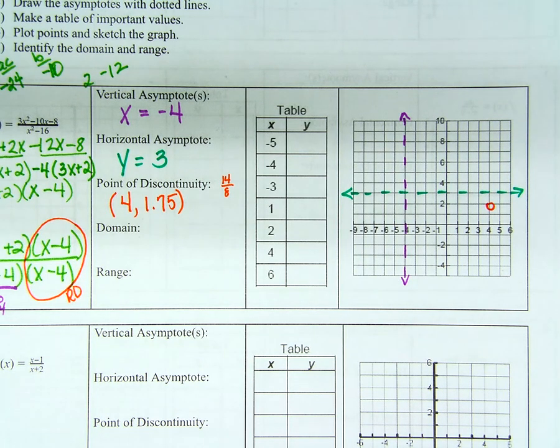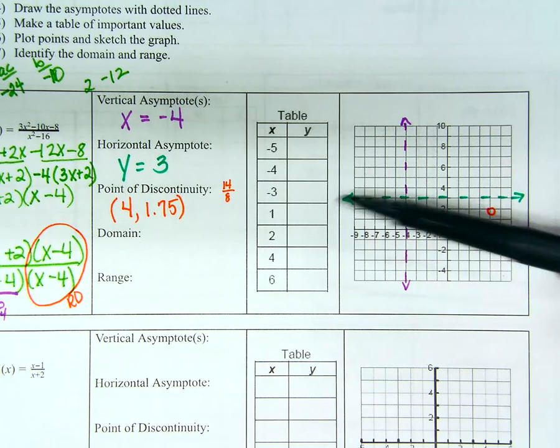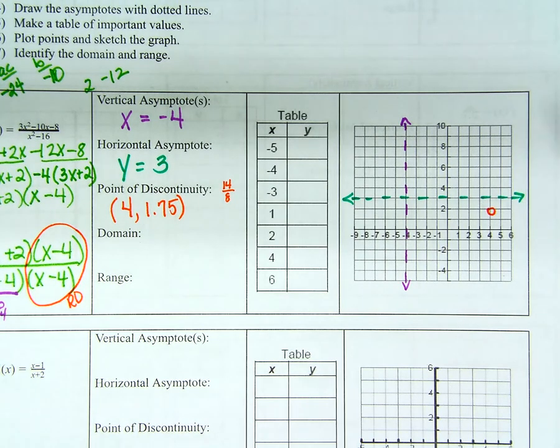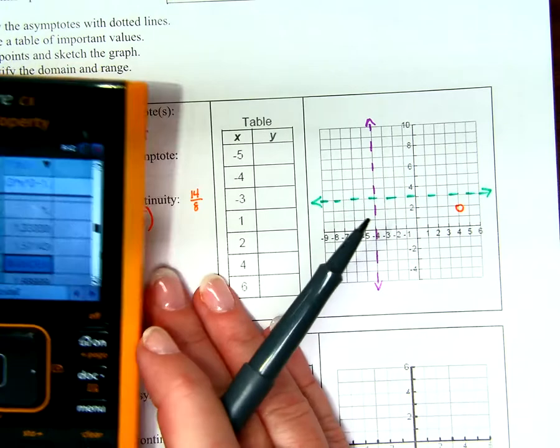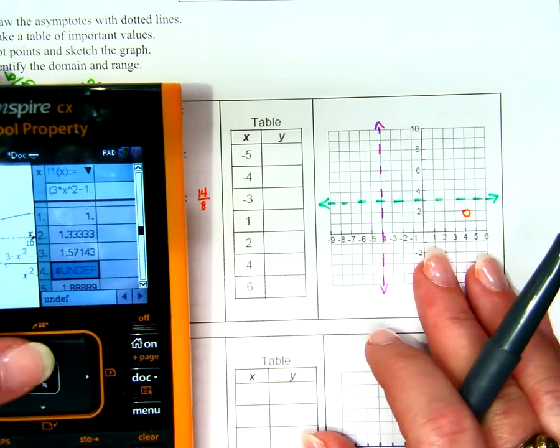Do you want to go ahead and do domain and range, or do you want to do the table, or do you just want to finish out the graph? We kind of have to do the table first if we want to finish out the graph. And we already have our table pulled up on our calculator, so you want to go ahead and do that now?